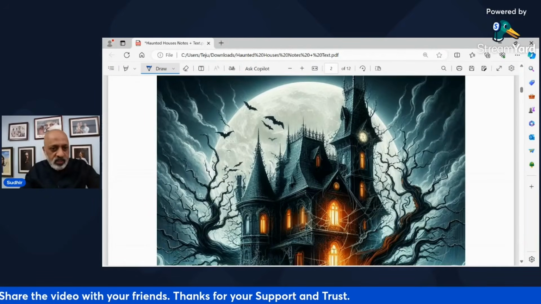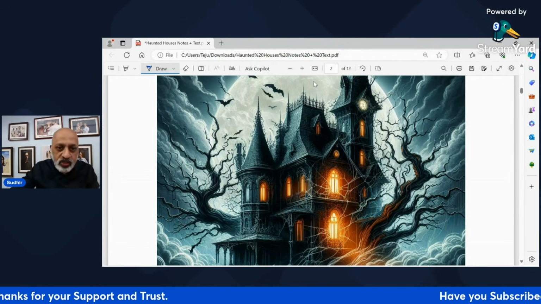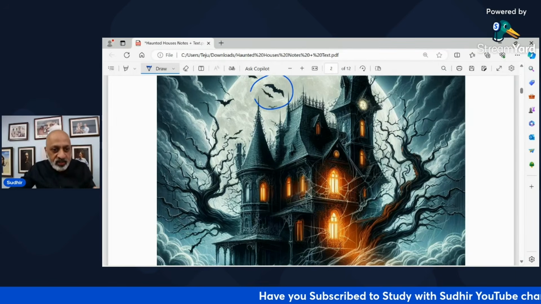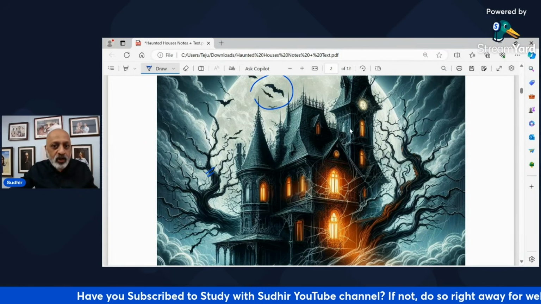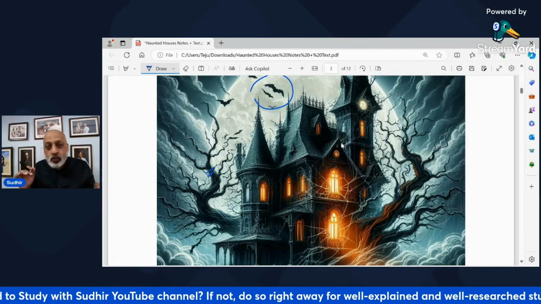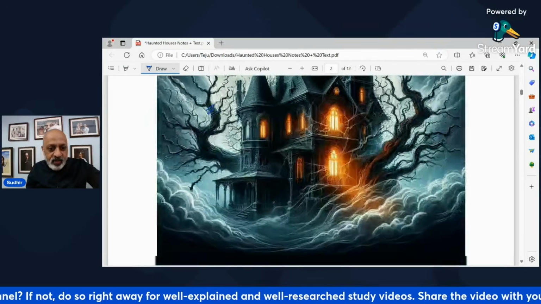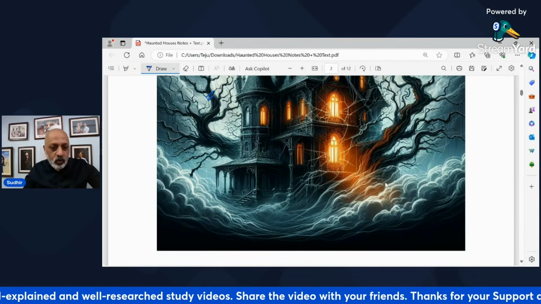Now, this is one of the photographs that I created of a typical haunted house. You see the very eerie looking bats hovering around the house, the trees which have no vegetation, so they are all dried up, and this kind of a house which gives you a very spooky kind of a feeling. You would feel scared in a house like this, in a mansion like this. Okay, there are a whole lot of creepers, the clouds, etc.